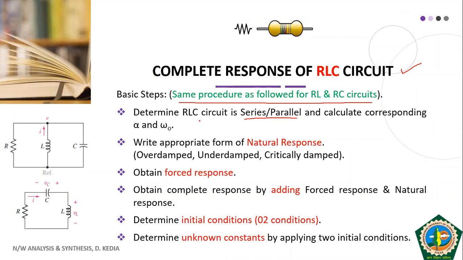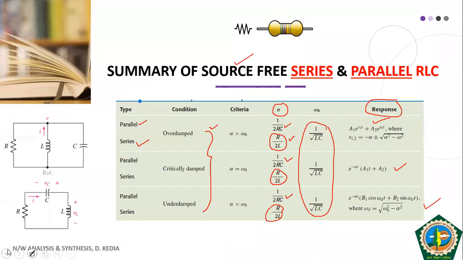So first we have to decide by looking at the circuit whether it is a parallel or series RLC circuit. And then after doing that, we'll have to calculate alpha and omega naught. We have seen in the summary sheet that alpha is equal to R by 2L for a series circuit and alpha is equal to 1 by 2RC for a parallel circuit. Whereas omega naught is the same for all the cases.